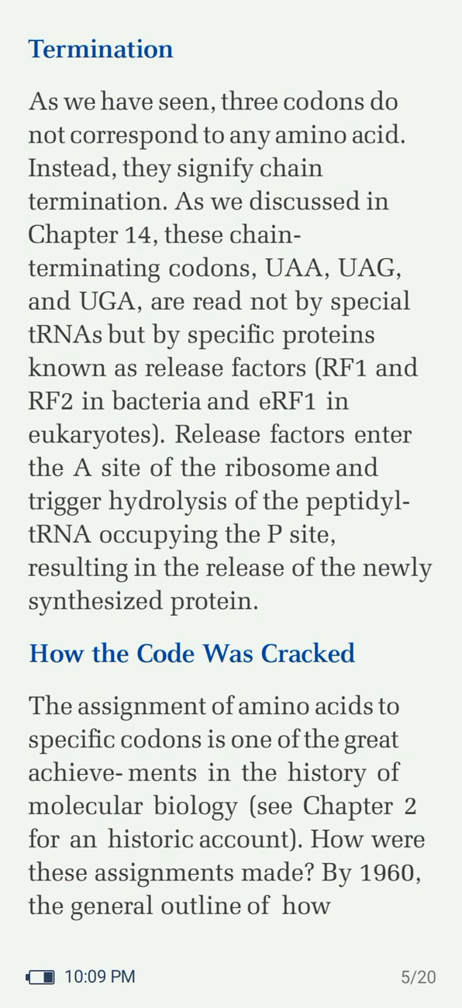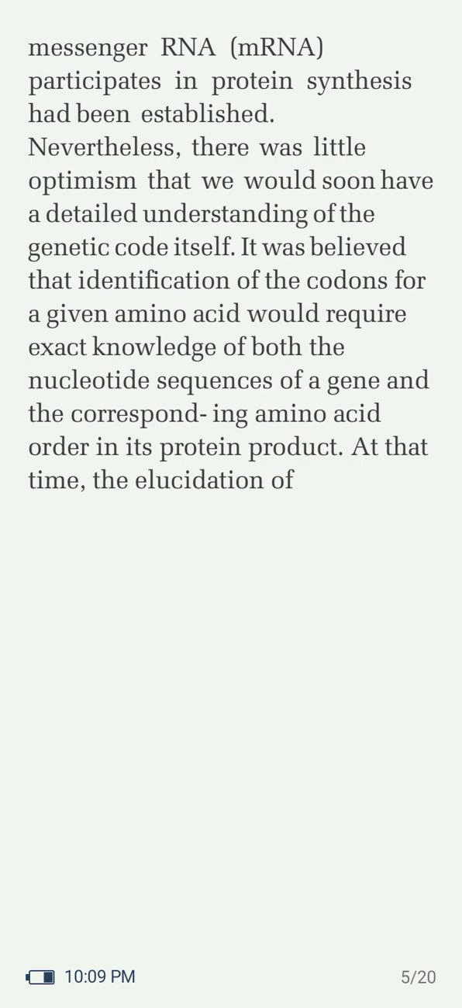How the code was cracked. The assignment of amino acids to specific codons is one of the great achievements in the history of molecular biology. And how were these assignments made? By 1960, the general outline of how messenger RNA, or mRNA, participates in protein synthesis had been established. Nevertheless, there was still little optimism that we would soon have a detailed understanding of the genetic code itself.